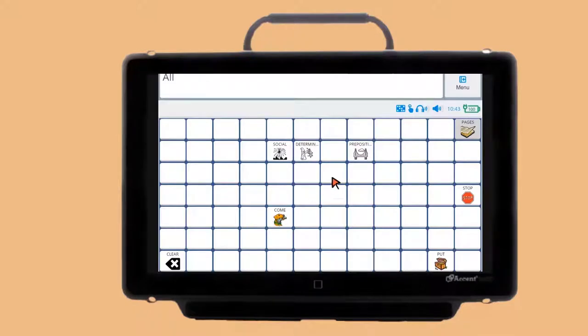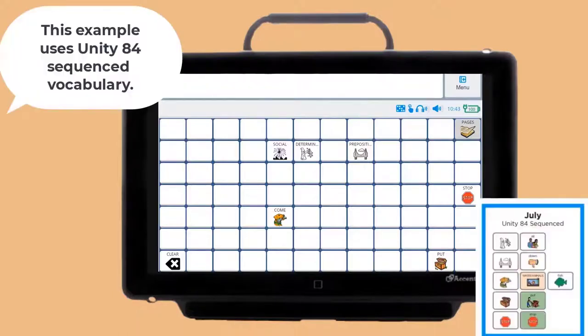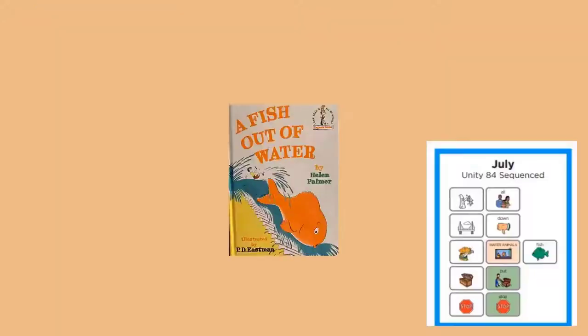All, down, fish, put, stop, yikes. Please pause while reading the story to interact with your communicator. We hope you enjoy this story.